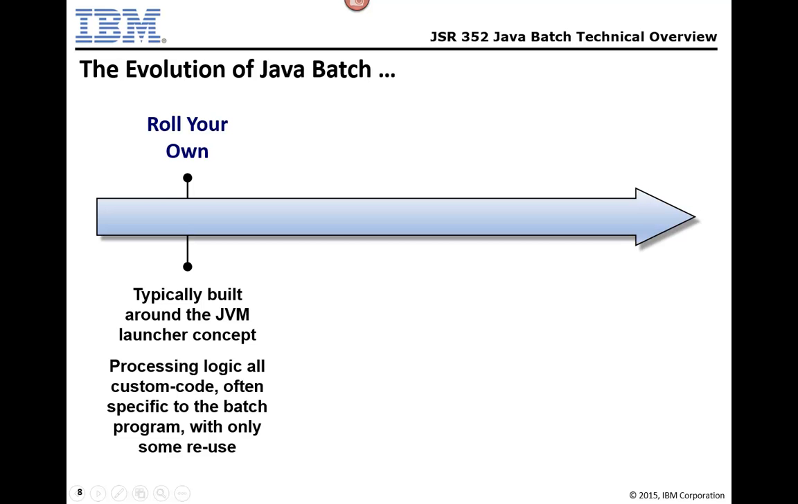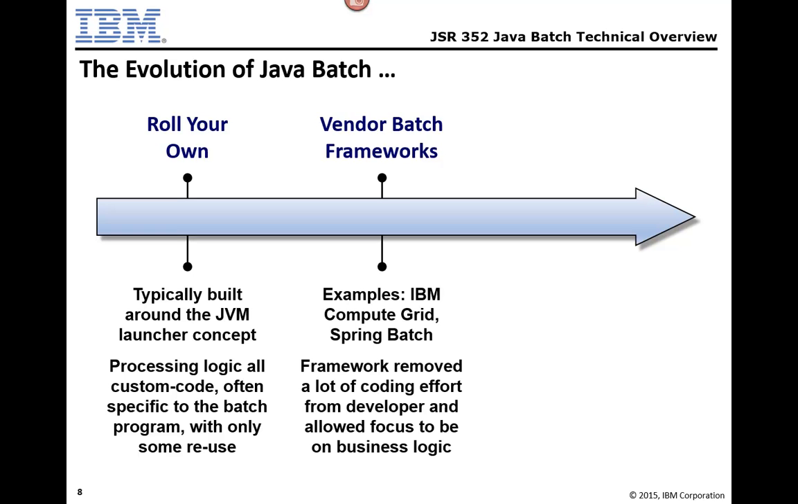Java Batch has evolved over time. In the early days, Java Batch was mostly roll your own code based on the idea of launching a JVM, running the Java program, and then ending. The Java Batch code was almost all custom code, with only a little reuse of common routines. When vendor frameworks came into the picture, people started using them. They offered functions that made the Java programmer's job easier.